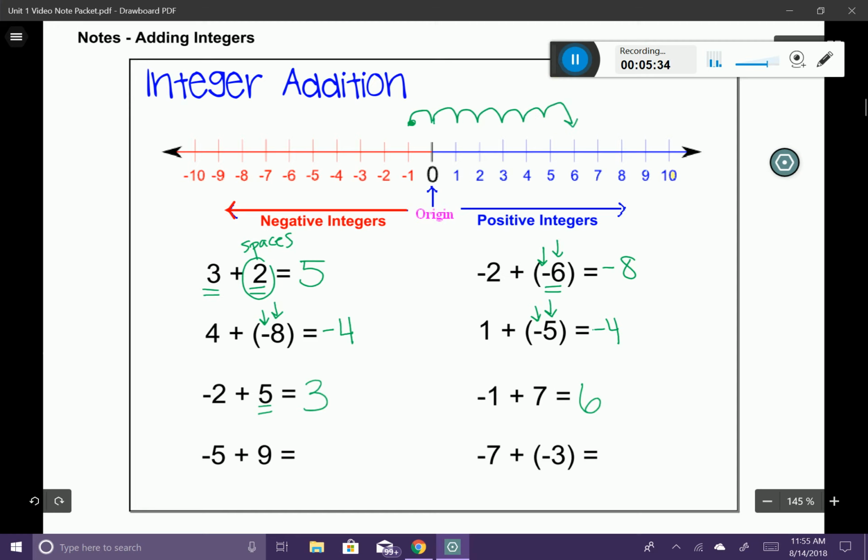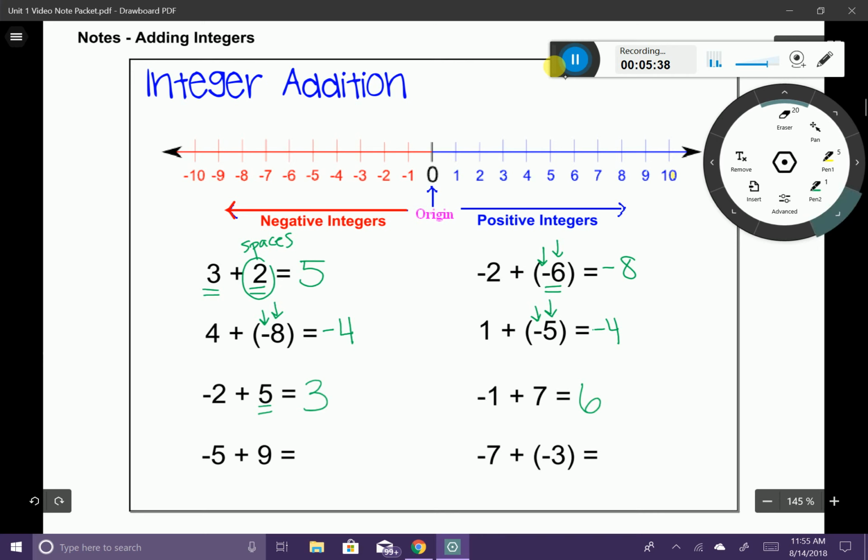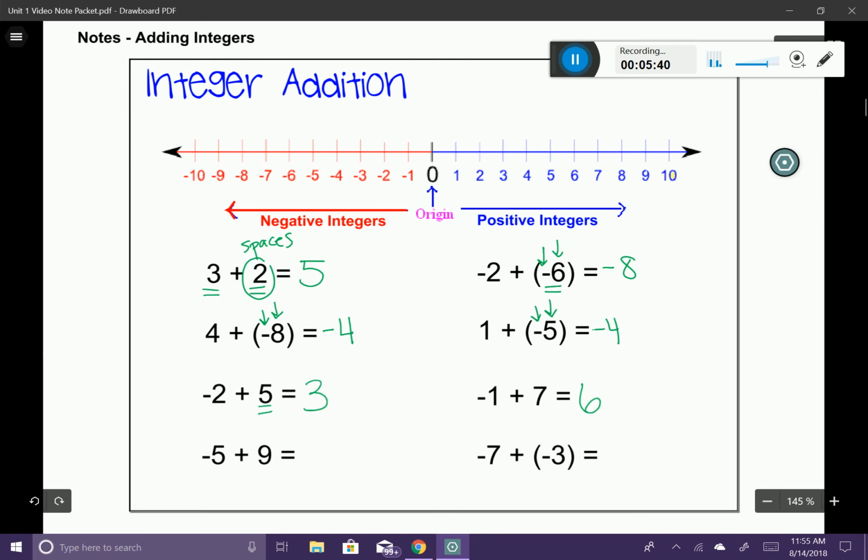Alrighty. Moving right through these problems here. -5 plus 9. I'm going to start at -5, and I'm going to add 9. So I'm going to move in the positive direction, because my 9 indicates the spaces, and the positive in front indicates which direction I'm moving.